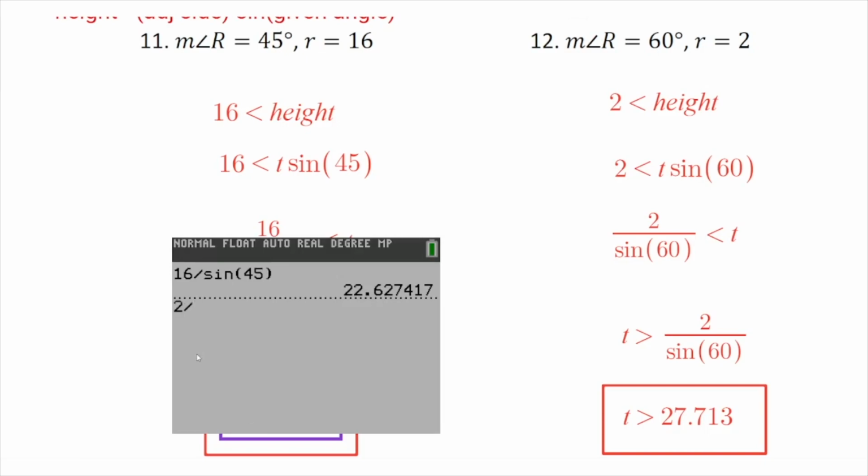2 divided by sine of 60. Looks like that gives us 2.309, not this 27 number. So let me go in and correct that so you guys can have the correct answer on there.